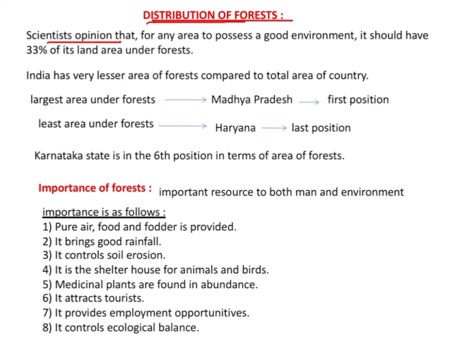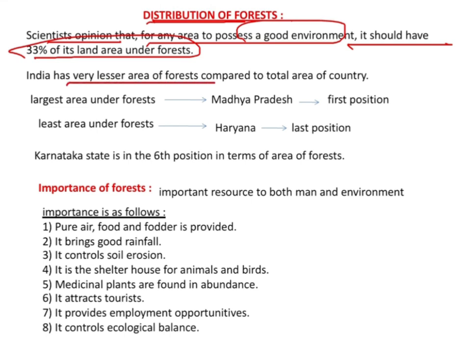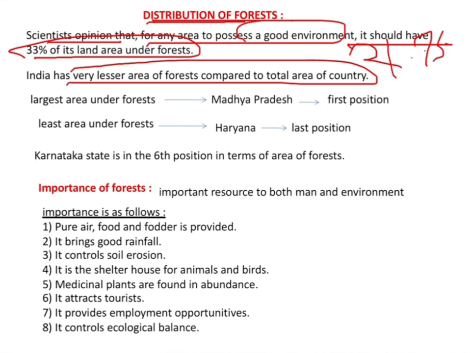Distribution of forests. According to scientists' opinion, for any area to possess a good environment, it should have 33% of its land under forest. But India has very little forest compared to the total area of the country. It is 21.75%, which is very less than the scientists' opinion.